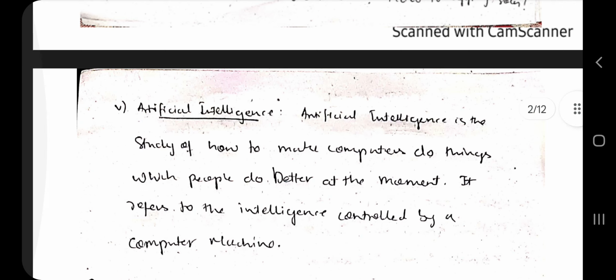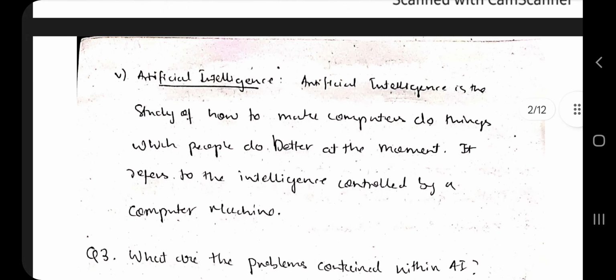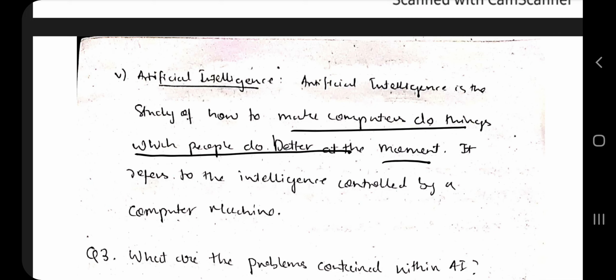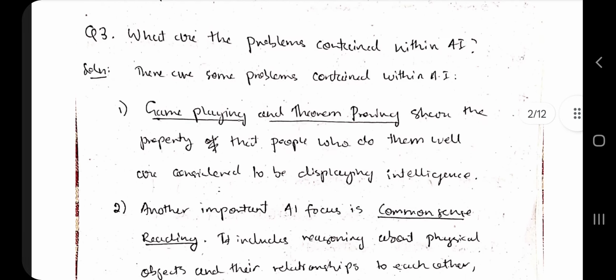Artificial intelligence is the study of how to make computers do things which people do better at the moment. Like we are intelligent, right? We are able to do things, make out many things and make decisions in our real life by using intelligence. How can we simulate the same things on the computer side as well? That is what is called artificial intelligence. So these were the five definitions, very important ones from the exam point of view.